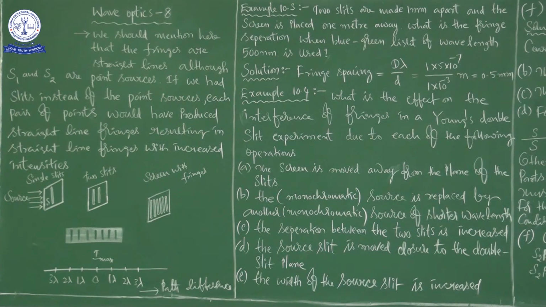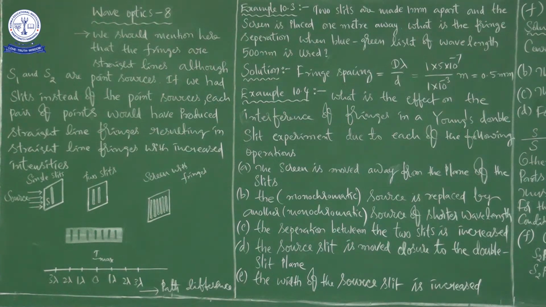Next, B, the monochromatic source. Monochromatic means single: mono means single, chromo means color, having one wavelength. So the monochromatic source is replaced by another monochromatic source of shorter wavelength. This is important. Next, C, the separation between the two slits is increased.